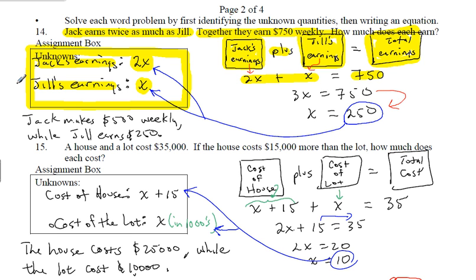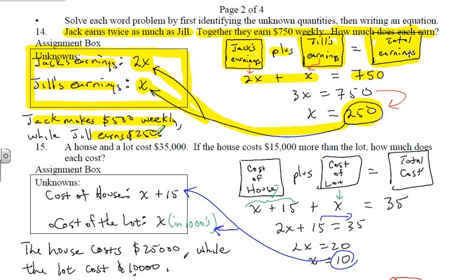Okay, so now, and this is the critical part, now that I know that x equals 250, I have to answer the question that's stated in the problem. How much does each earn? So we take this number that x is equal to, go to the assignment box, and put it in place of x. Now I know that Jack makes $500 weekly. That's 2 times 250. And Jill earns $250.